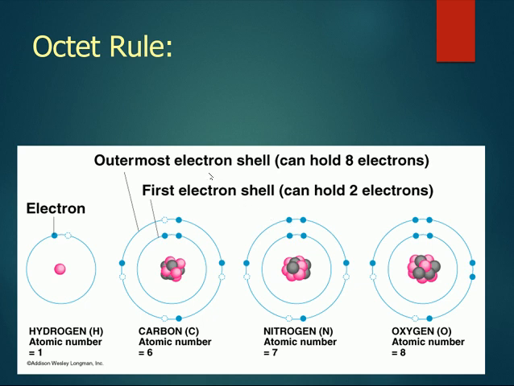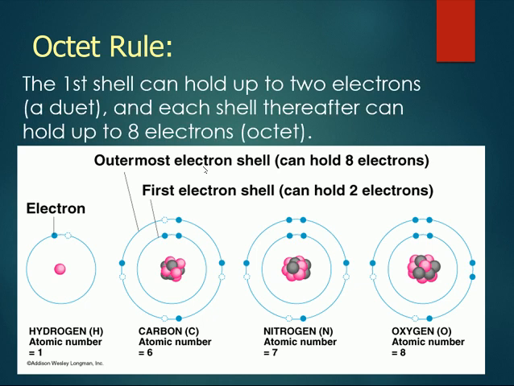Alright, here's a fourth rule that's getting a little bit ahead of ourselves, but it's going to be useful for you. It's called the Octet Rule, and it states that the first shell, n equals 1, is going to be elements like hydrogen and helium, and that's it. So the first shell can hold up to 2 electrons, a duet, but each shell thereafter can hold up to 8 electrons, known as an octet. So it's represented here in this diagram.